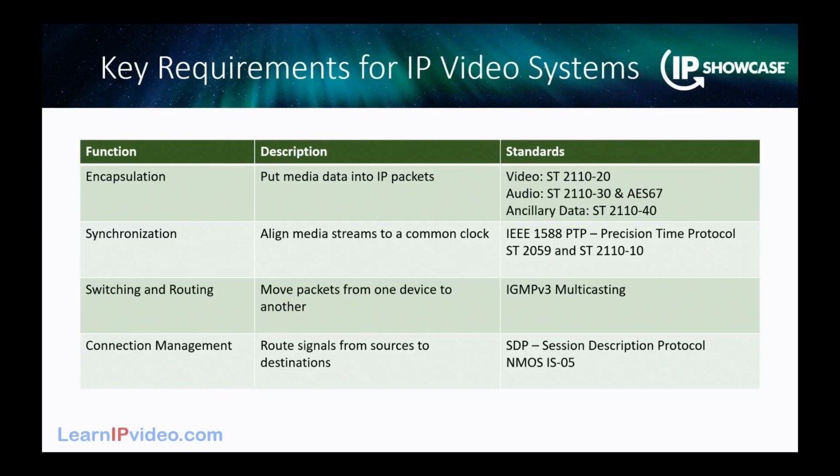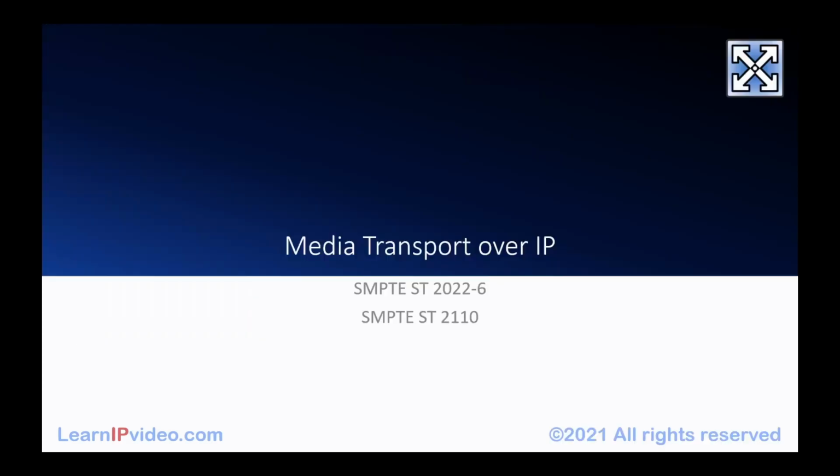And then finally, connection management. We need a way to tell devices that they're supposed to receive certain streams and for those devices to alert the network that those devices need the streams and that the network should provide those streams to those devices. And we'll do that using Session Description Protocol, which is a way to describe streams, as well as NMOS, which is a way to communicate that information about sources to multiple destinations.